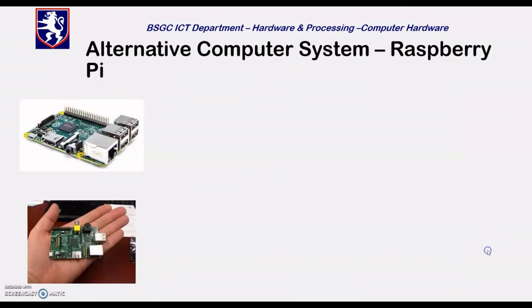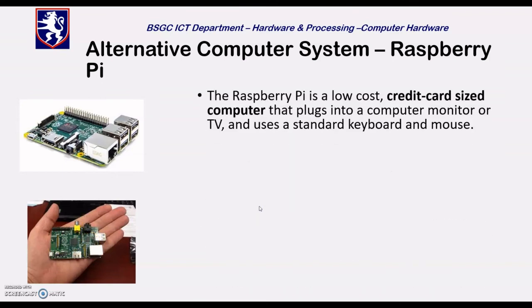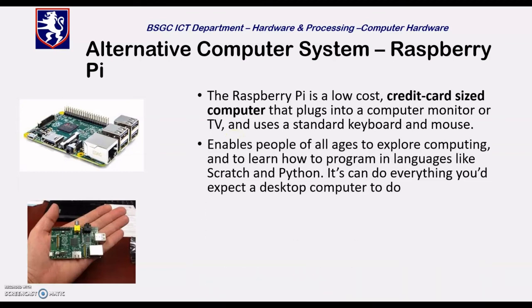Okay, well done. Right, an alternative computer system is a Raspberry Pi. You can see here the Raspberry Pi is very small, in fact probably about the size of a credit card. A Raspberry Pi is a low-cost, credit card-sized computer that plugs into a computer monitor or TV and uses a standard keyboard and mouse. It enables people of all ages to explore computing and learn how to program in languages like Scratch and Python. It does everything you'd expect a desktop computer to do, in that tiny computer.